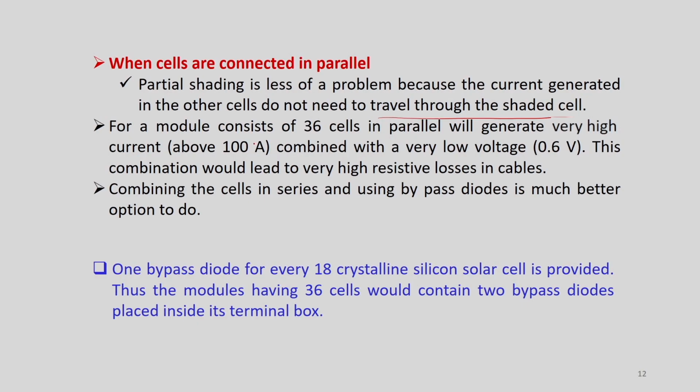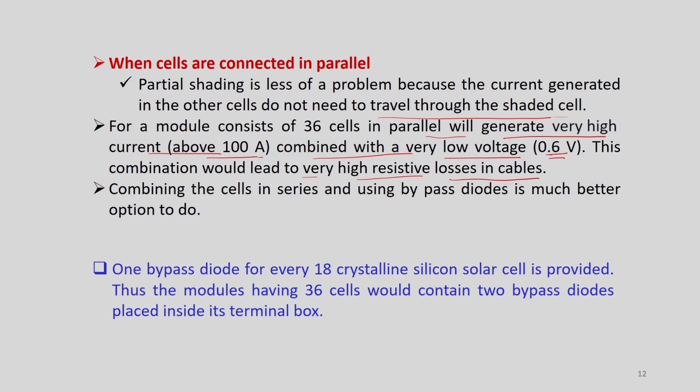And a module consisting of 36 cells in parallel will generate very high current, above 100 ampere, okay, combined with a very low voltage of about 0.6 volt, okay. This combination would lead to very high resistive losses in the cable, okay. So this kind of configuration is normally not preferred because of these reasons, okay.